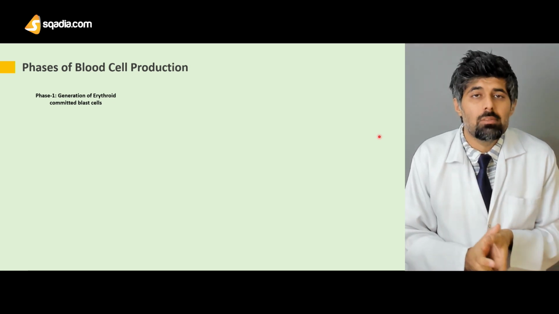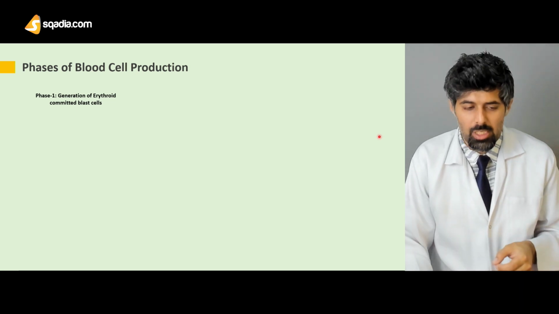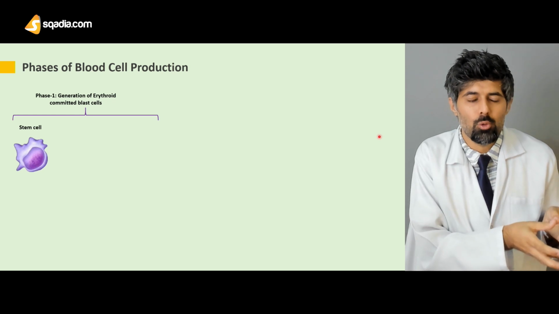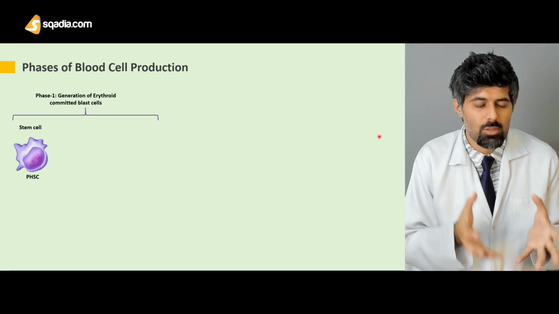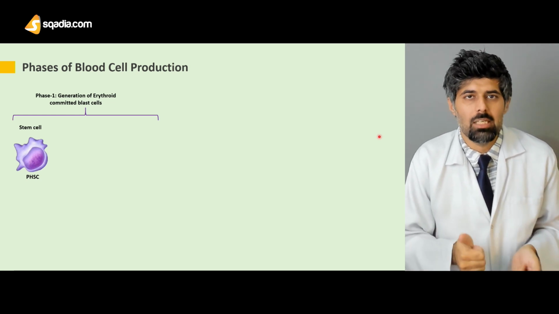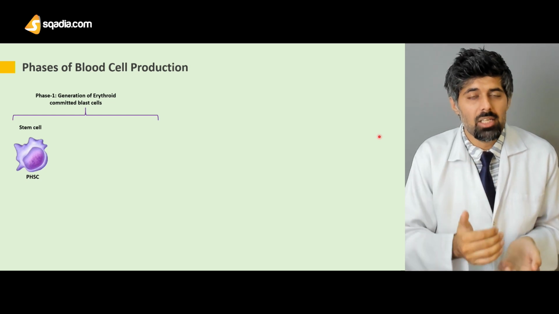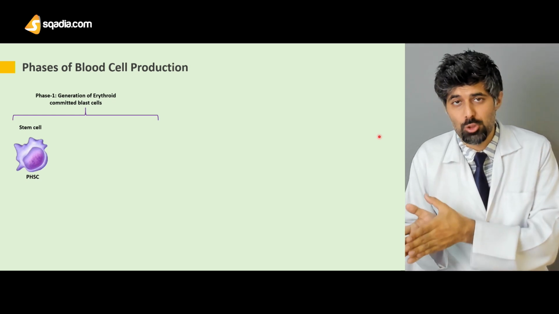Now, the first stage or the first phase is the one where we have both committed and non-committed stem cells. The first stem cell, which is usually found in abundance in the bone marrow, is the pluripotent hematopoietic stem cell or the PHSC. Now, this pluripotent hematopoietic stem cell can divide itself into multitudes of further progenitors.